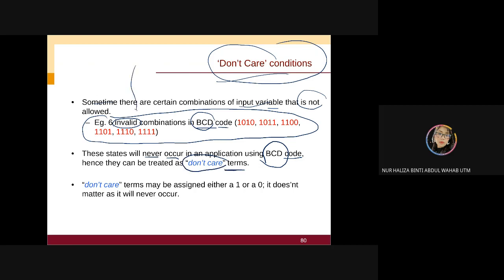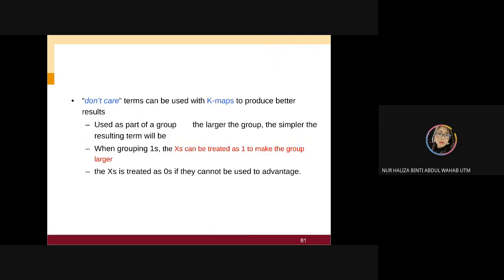Although in your module 2 you said invalid, in terms of our K-maps or truth tables, we don't call it invalid, we call it a don't care. Don't care means it can be either 1 or 0. It doesn't matter as it will never occur. So it doesn't matter whether it is 1 or 0. X equals 1, or sometimes it can be 0. It's don't care. So let's take a look.